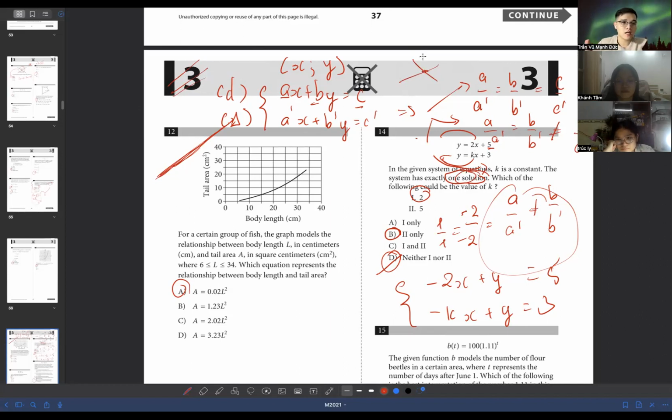Remember these kinds of knowledge I'm mentioning to you because it will come in handy later if you are to encounter a different phrasing kind of question. Okay, so in this case, you can only use 2.